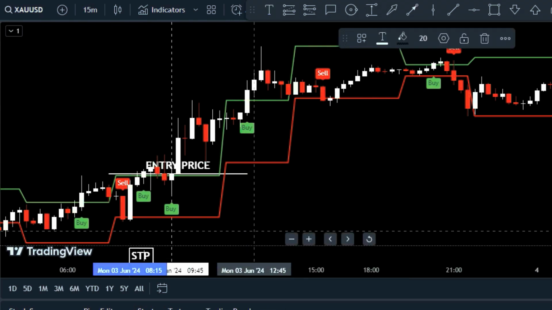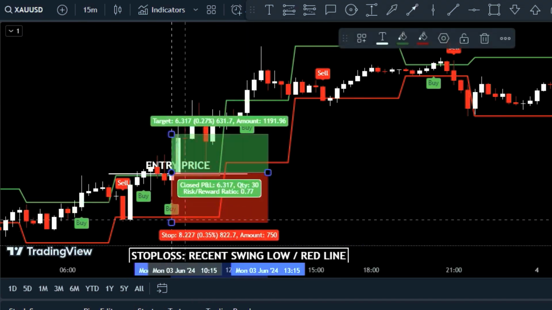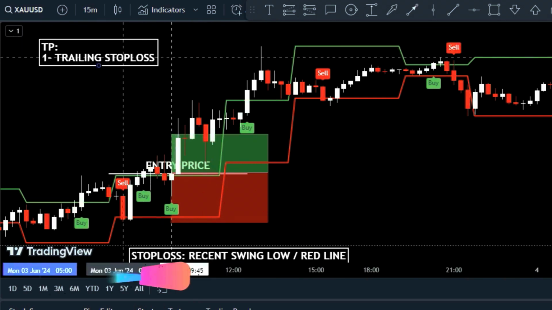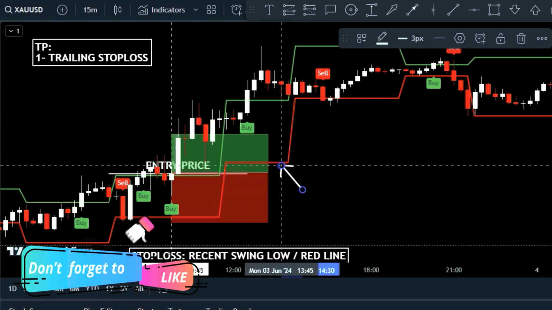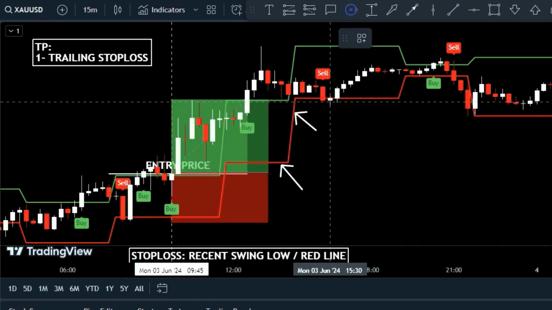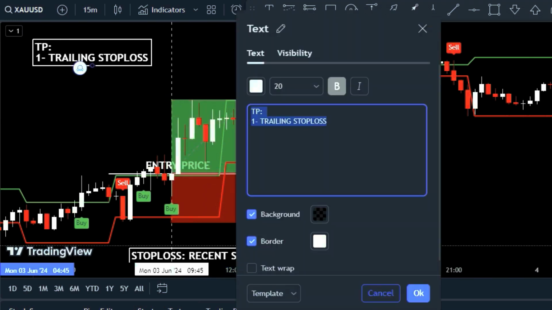To manage risk, set a stop loss order below the recent swing low or the red line. This will help limit potential losses if the trade doesn't go as planned. When it comes to exiting the trade with a profit, you have two options. Trail the stop loss using the red line, which means you'll keep adjusting your stop loss as the price moves in your favor. And for the second option, set a target at a risk-reward ratio of 1 to 1.5, meaning your potential reward should be 1.5 times greater than your risk.